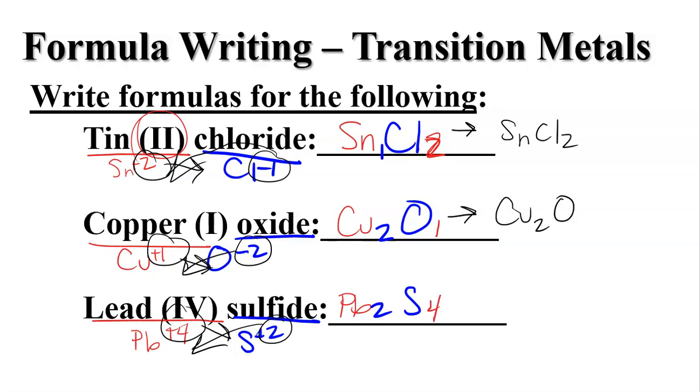All right, step 4 is to reduce. So we're actually going to divide this by 2, because 2 can go into 4. And we're going to write it all nice and pretty off to the side right here. We're going to have PbS2.